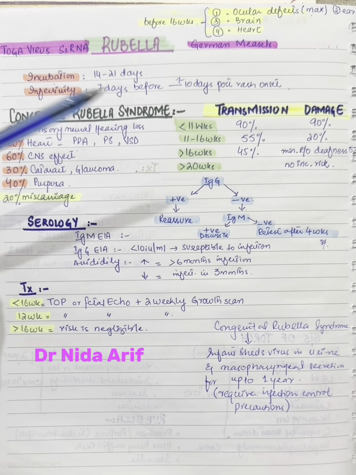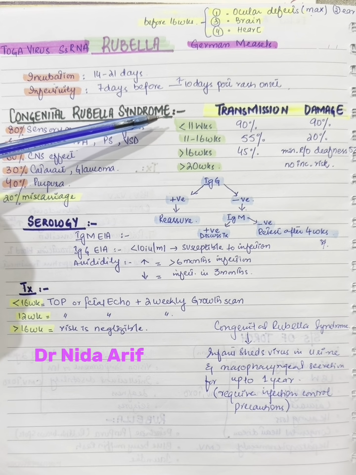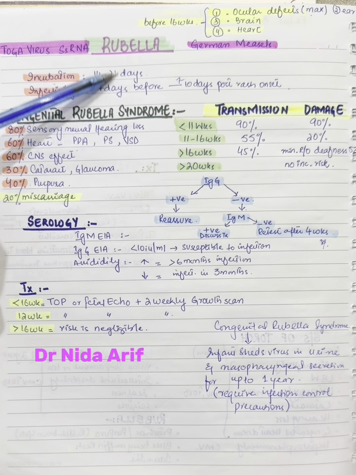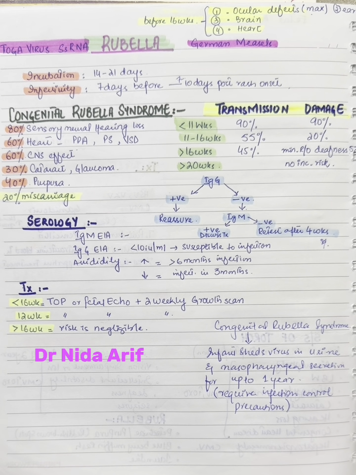All right, the maximum transmission is in the first trimester. If the patient is coming in the first trimester with this infection, we are going to counsel the patient that the baby is going to have abnormalities, which is almost 90% damage. So we advise termination of pregnancy.